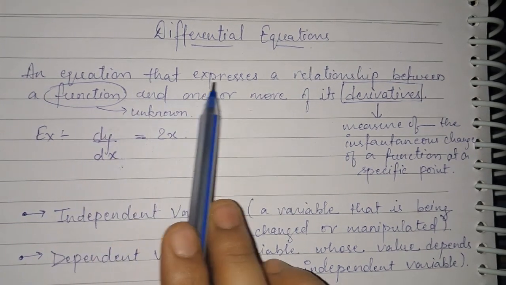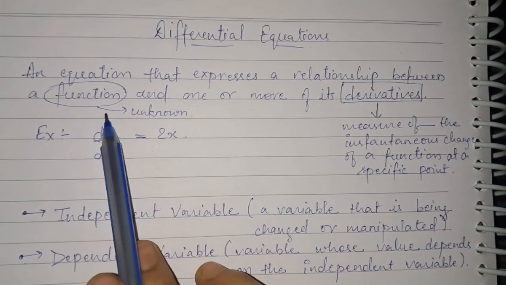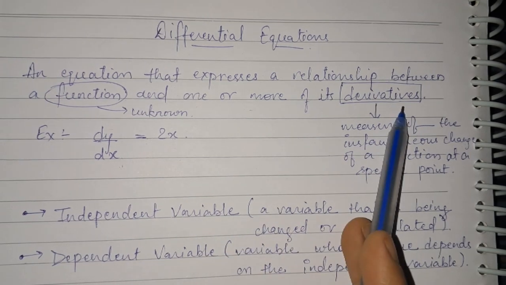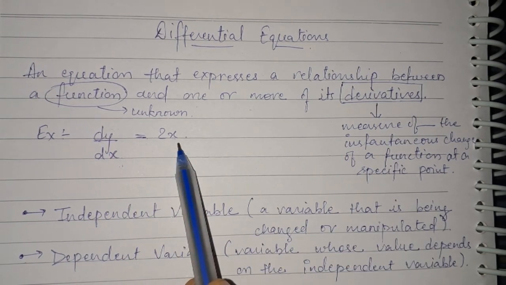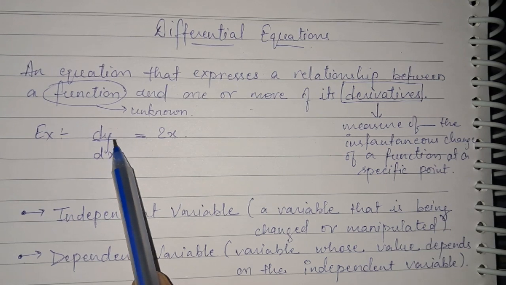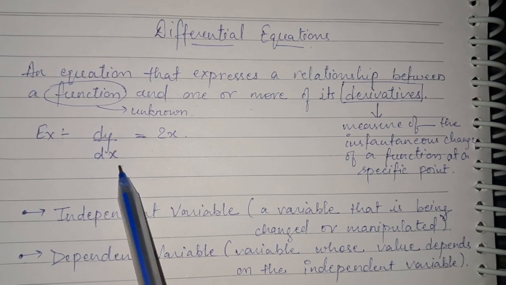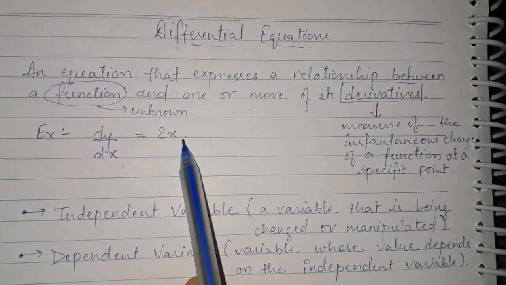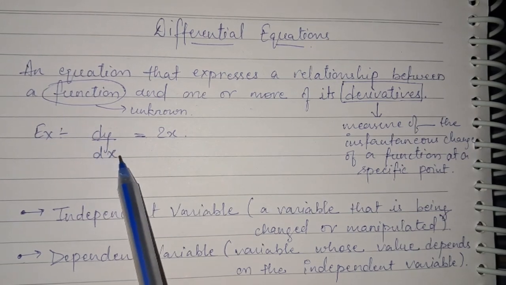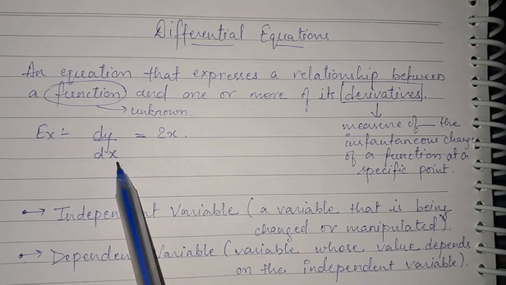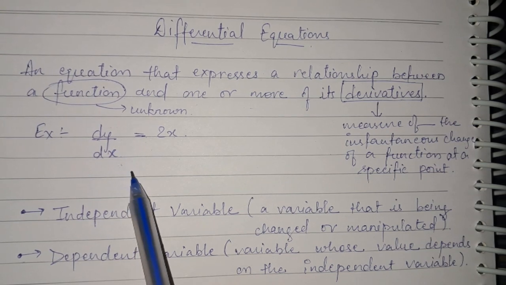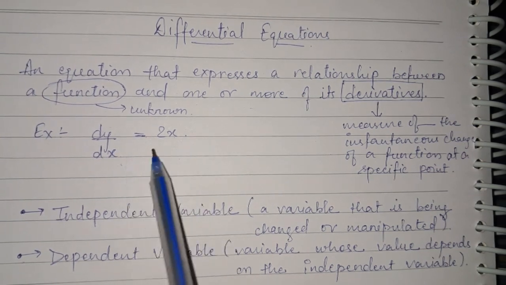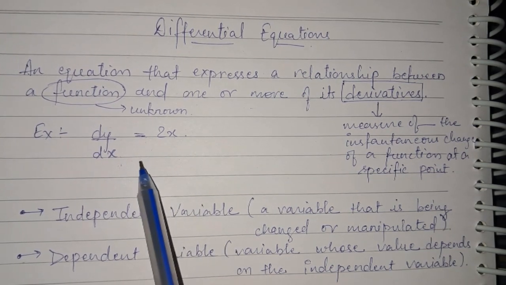An equation that expresses a relationship between a function and one or more of its derivatives. For example, dy by dx is equal to 2x. Here we are given that the derivative of y with respect to x will be 2x. So we are given the relationship between y and its derivative, that if we calculate the derivative of y with respect to x, we'll get 2x. This is the relationship between y and its derivative.